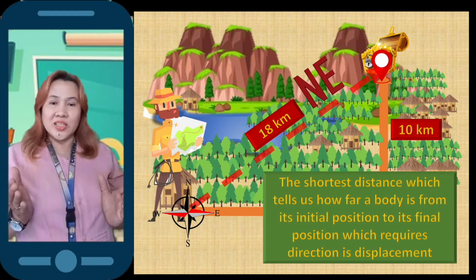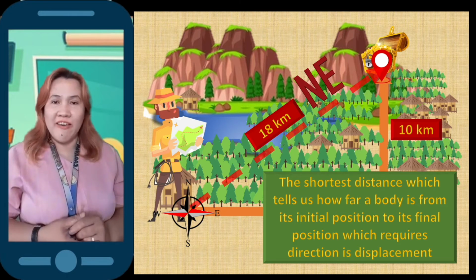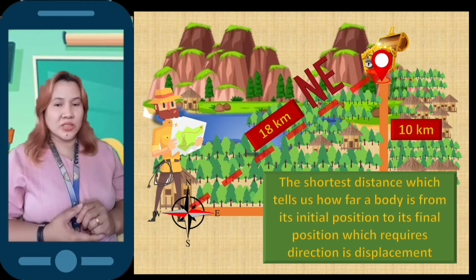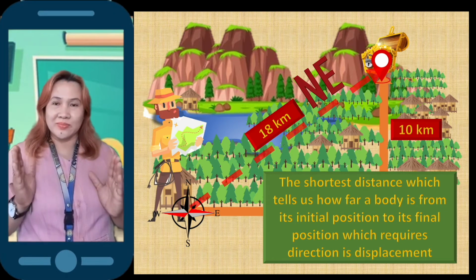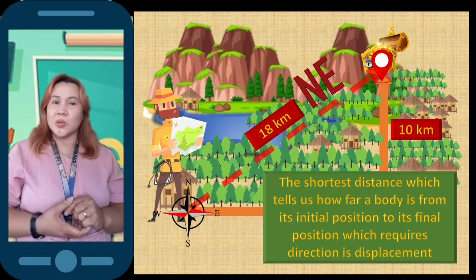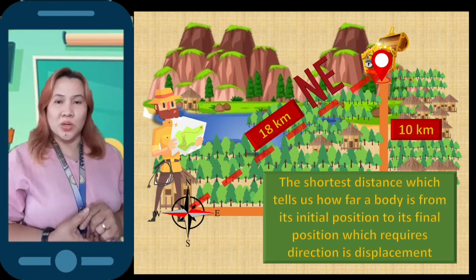The shortest distance which tells us how far a body is from its initial position to its final position, and which requires direction, is referred to as displacement. It has a standard unit of meter and is denoted as small letter m with direction, which is northeast.